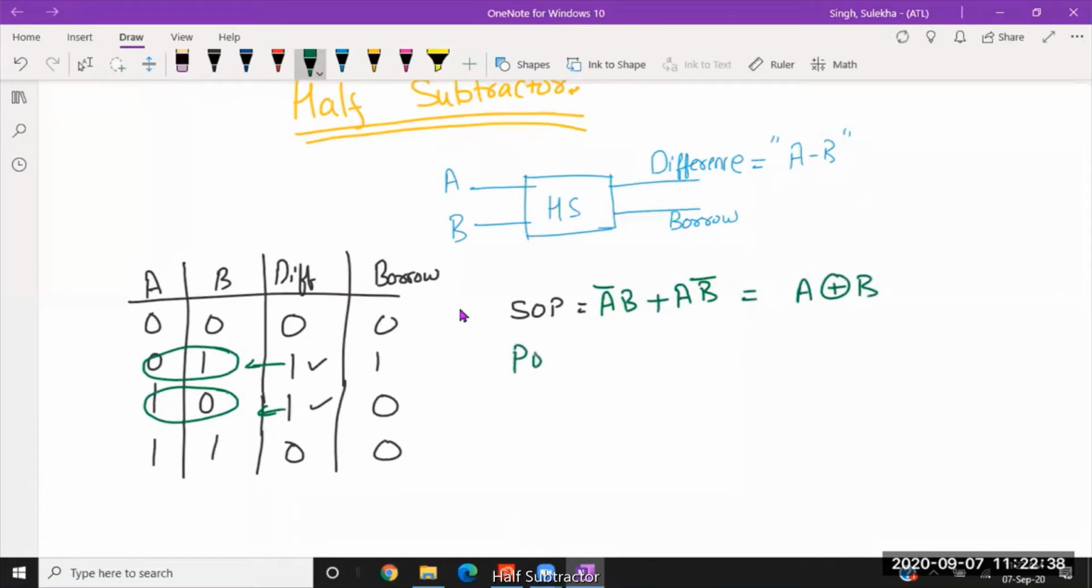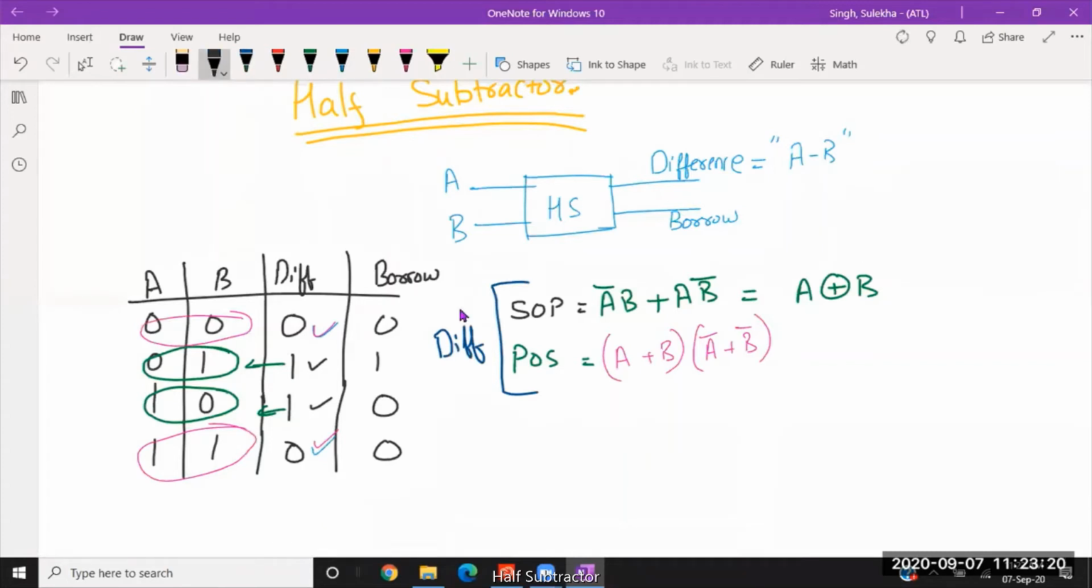If I write in POS form, I need to concentrate on these zeros. For this first 0, my combination is 0, 0. That is A plus B. And for the second one, my combination is 1, 1. That is A bar plus B bar. If you solve it by opening this bracket, you will end up with the same thing. So in this way, I have the equation for difference.